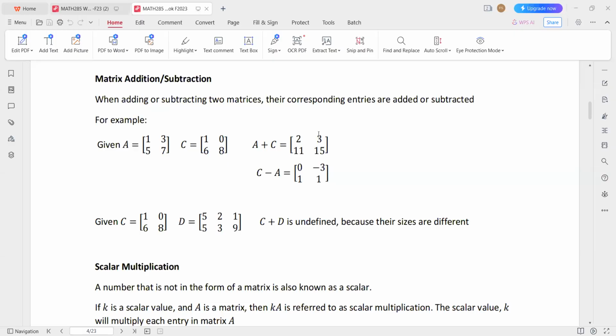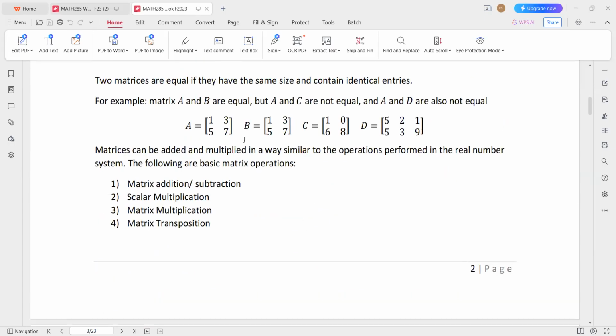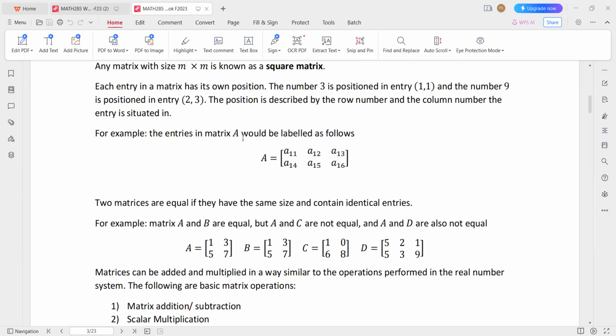Hi guys, this week I'm gonna be talking about matrices. Let me share my screen. So we are gonna be talking about matrices today. So I'm gonna be explaining what matrices is all about.